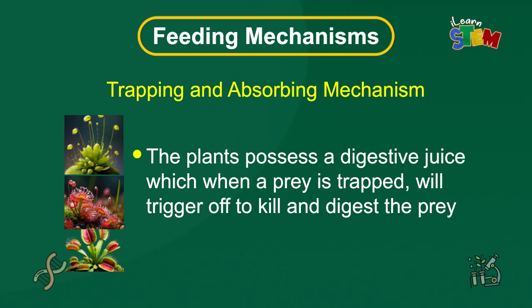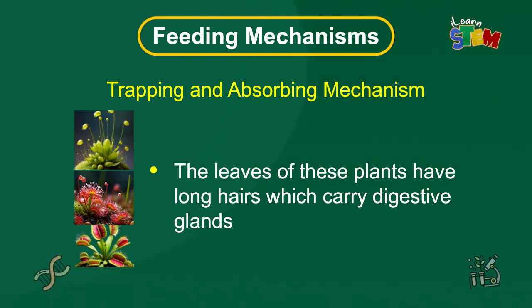Nectar is a sweet, liquid substance produced by flowers and some plants. The plant also possesses a digestive juice, which when a prey is trapped, will trigger off to kill and digest the prey. The leaves of these plants have long hairs which carry digestive glands.